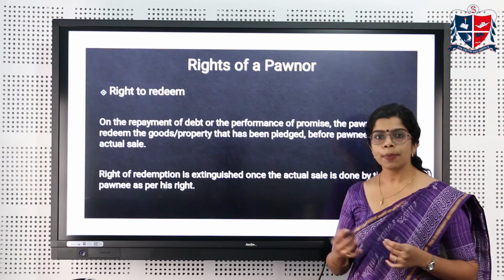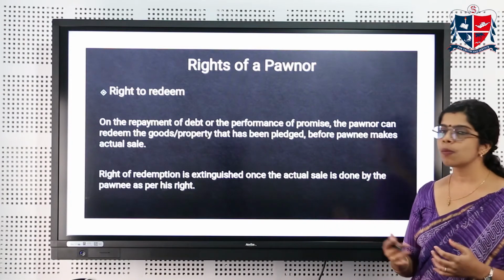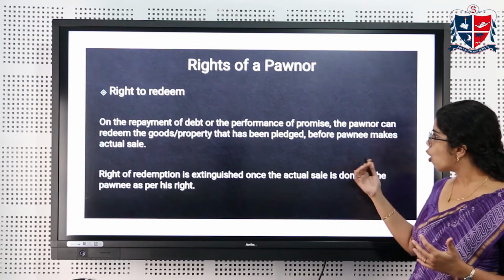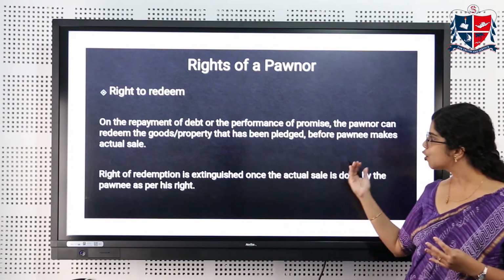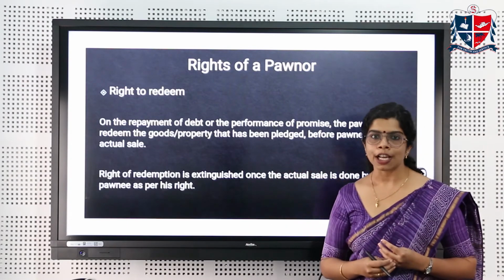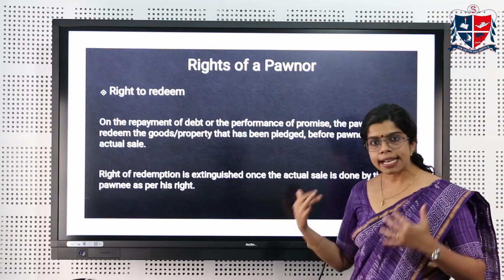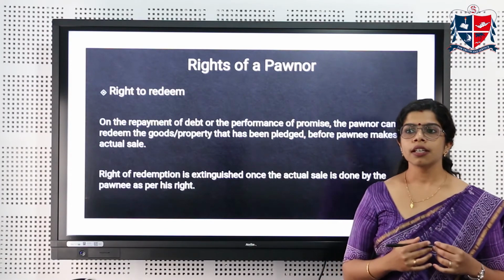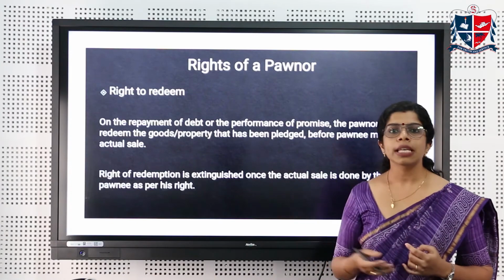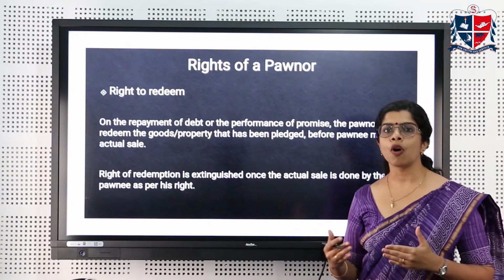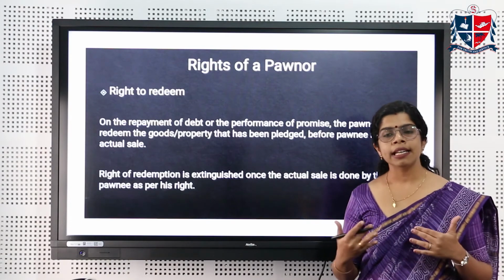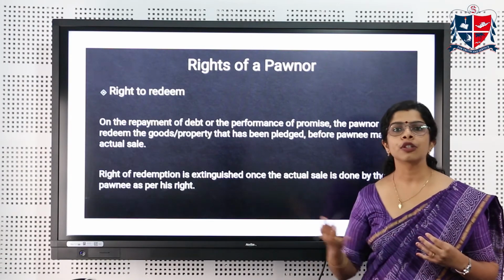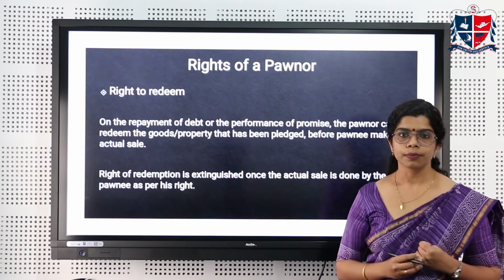So on the repayment of debt or the performance of promise, the pawnor can redeem the goods or property that has been pledged before the pawnee makes the actual sale. This can happen in a situation wherein the pledger does not repay the money to the pawnee within the prescribed time, and the pawnee is making arrangements to sell the goods of the pawnor.